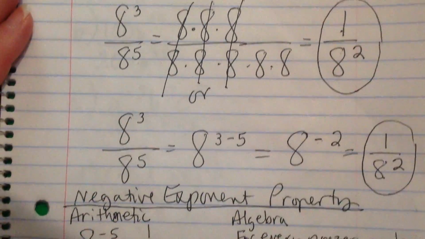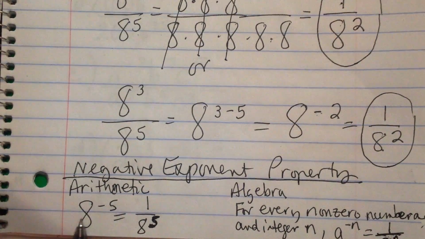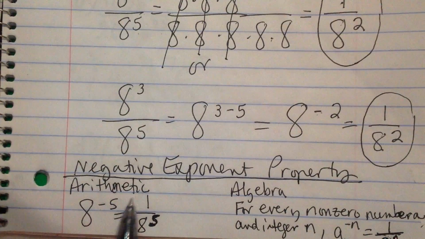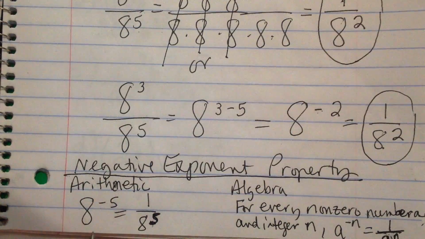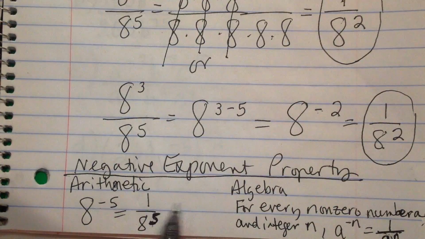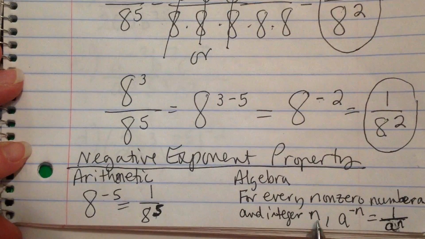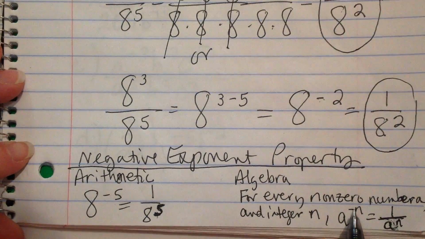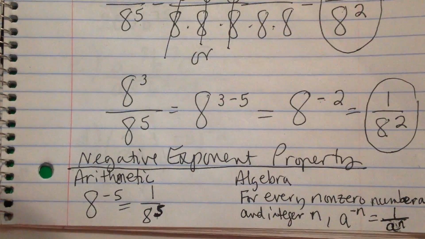So, let's look at some rules. The negative exponent property. For arithmetic, anytime you have a number raised to a negative exponent, bring it down to the denominator and it becomes positive. If everything leaves the numerator, you must leave me a 1 in the numerator. So for 8 to the -5th, the final answer is 1 over 8 to the 5th. Let's look at the algebra form. For every non-zero number a and integer n, a to the -n equals 1 divided by a to the nth.